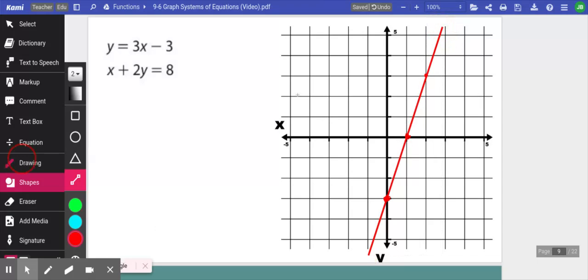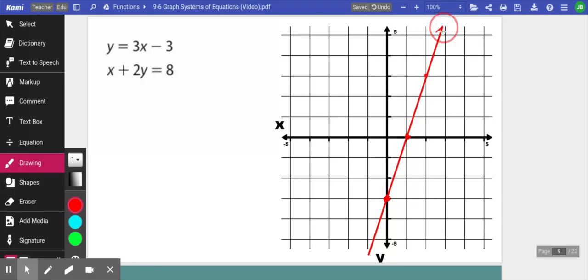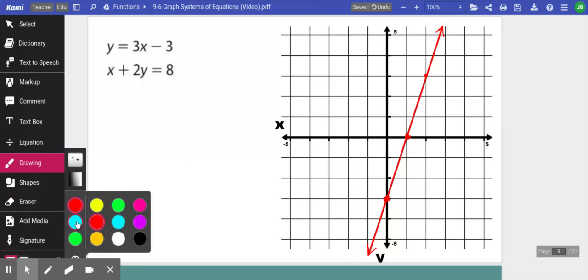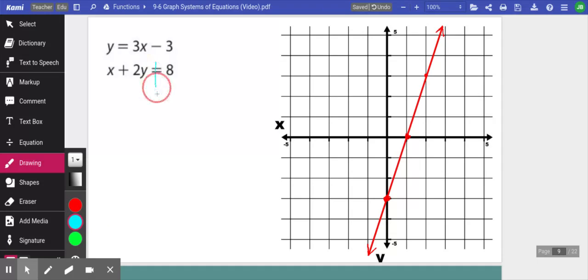About there. And let's not forget our arrows. Let's be good mathematicians and disciplined. However, I'm going to come to this second equation now. This is a problem. I can't graph this yet. What I need to do is solve it for y.